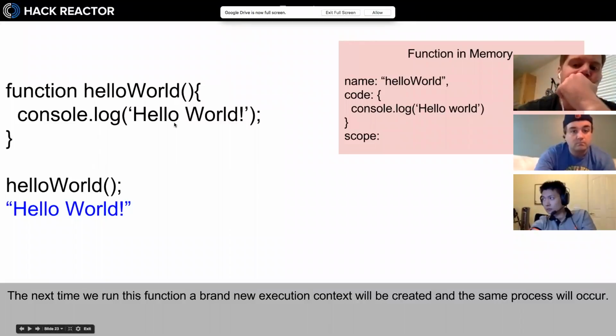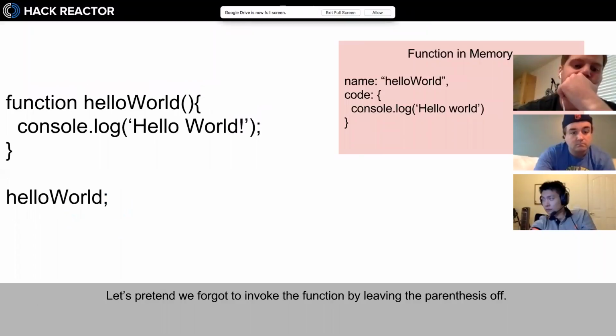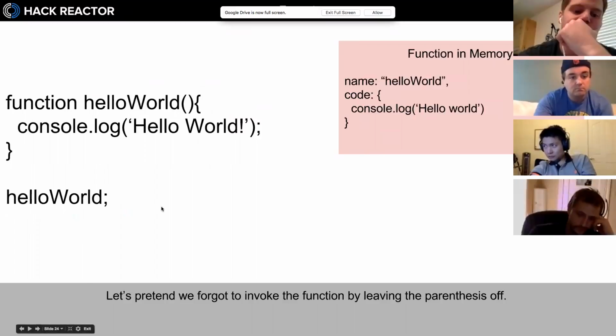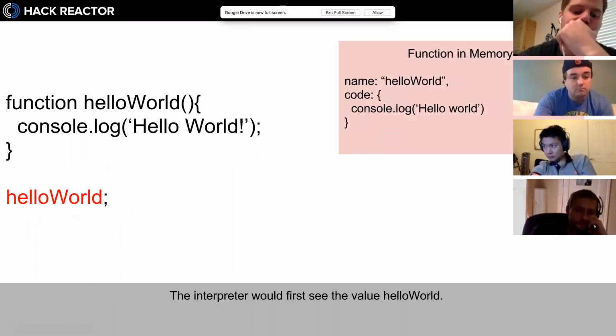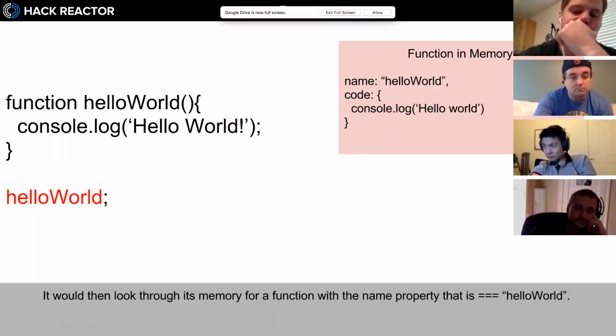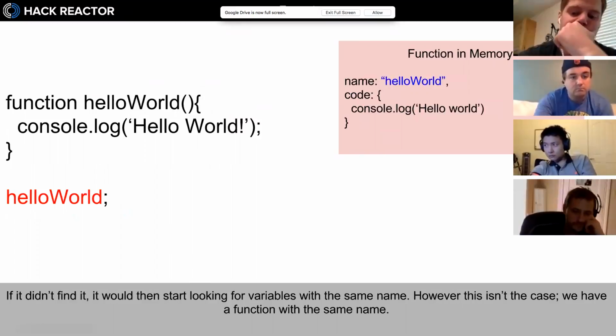All right, so back to our hello world function. Let's pretend we forget to invoke the function by leaving the parentheses off. So you'll notice we say hello world with no parentheses. The interpreter would first see the value of hello world, and it would look through memory to find a function called hello world.